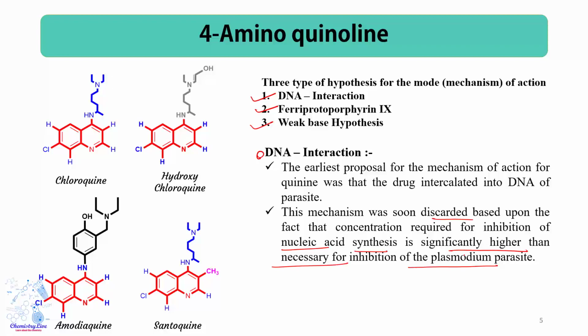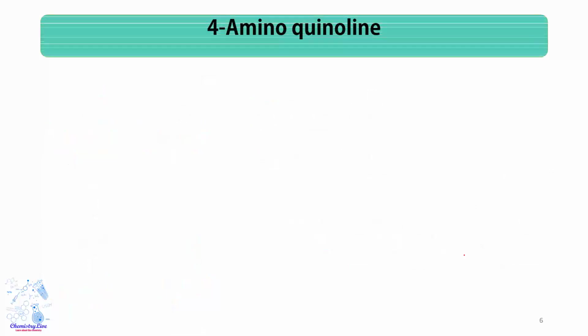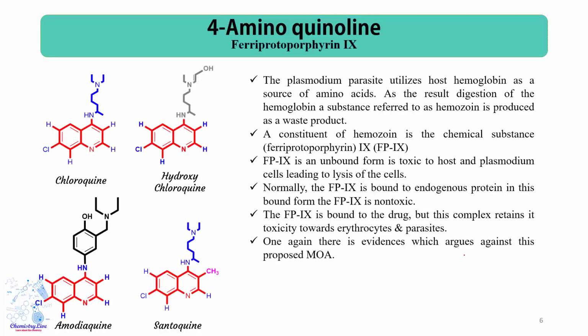The second hypothesis is ferriprotoporphyrin. We have to take a deeper look at this one. Here we also have four compounds, which I put here because it makes it easier for us to understand. The Plasmodium parasite utilizes the host hemoglobin as a source of amino acids. As a result of the digestion of hemoglobin, a substance referred to as hemozoin is produced as a waste product. A constituent of hemozoin is the chemical substance ferriprotoporphyrin, which in its unbound form is toxic to the host and the Plasmodium cell, leading to lysis of the cell.